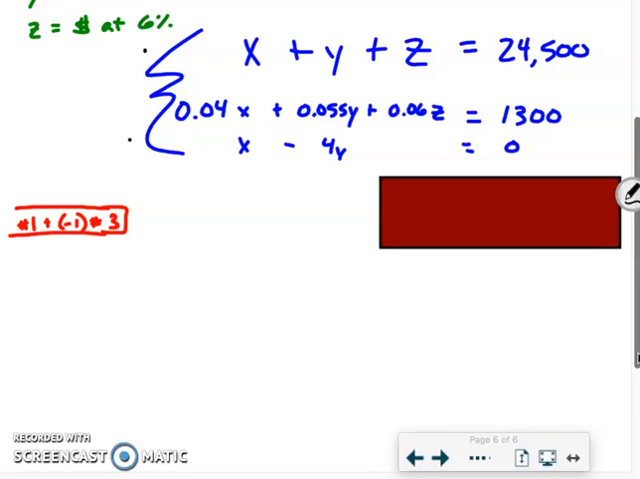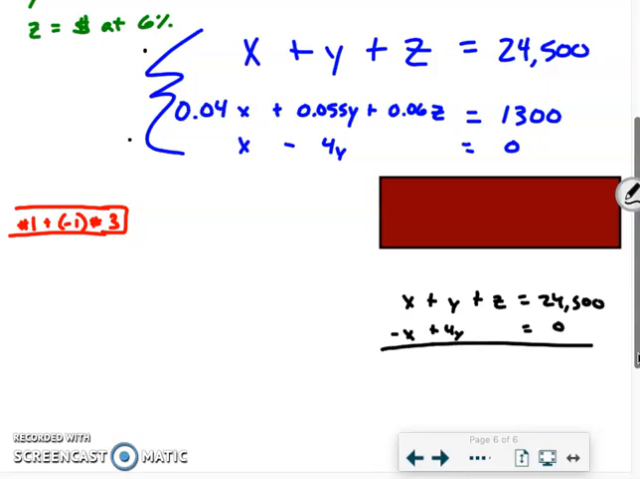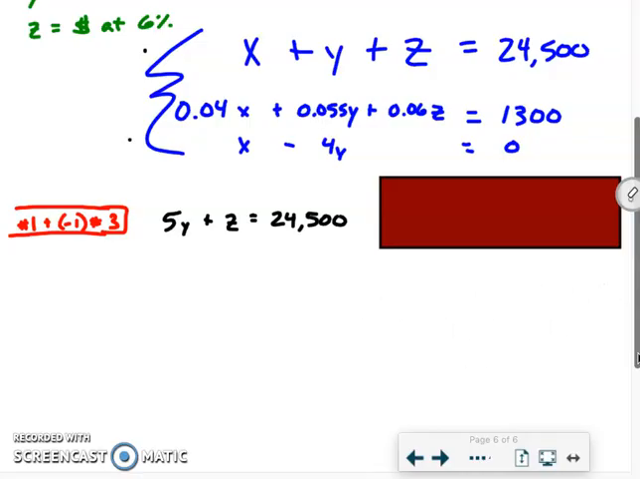If it helps you to actually rewrite it and see it, that's going to be X plus Y plus Z equals $24,500. The negative version of the third equation is negative X plus 4Y. There is no Z value, and then make 0 negative all you want, it's not going to change. So when I'm combining this, the X's are going to eliminate, but Y plus 4Y is 5Y. Z plus nothing is Z. That's equal to 24,500 plus 0, which is 24,500. So that's how we would eliminate X in the first case.